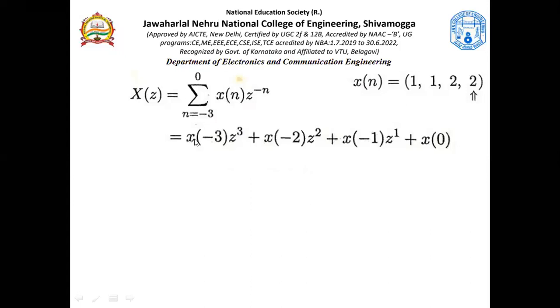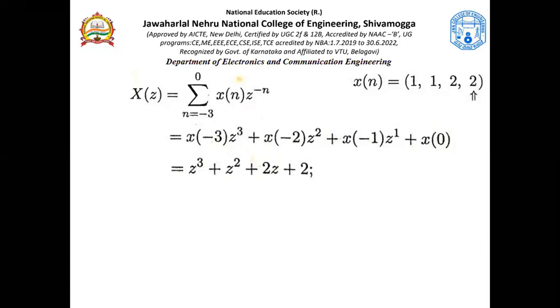Then in the next step, all these samples need to be substituted. X of -3 is 1, x of -2 is 1, x of -1 is 2, then x of 0 is also 2. This is how the Z transform looks.